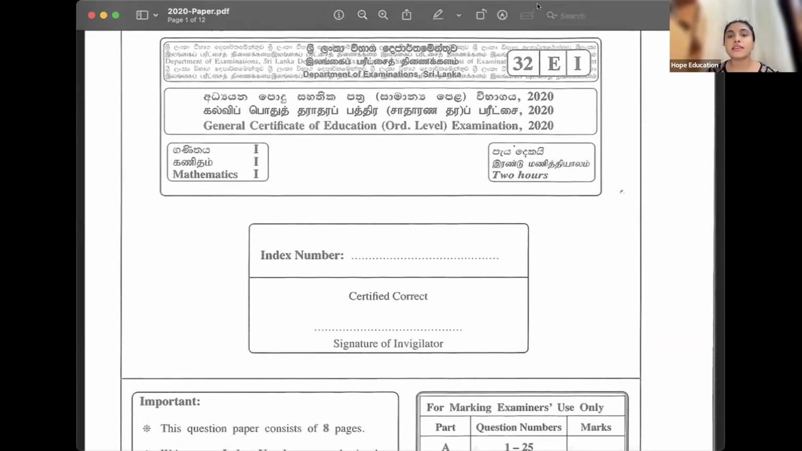What happened? Wait. All right. Can you all see the screen? Can all of you see the screen?